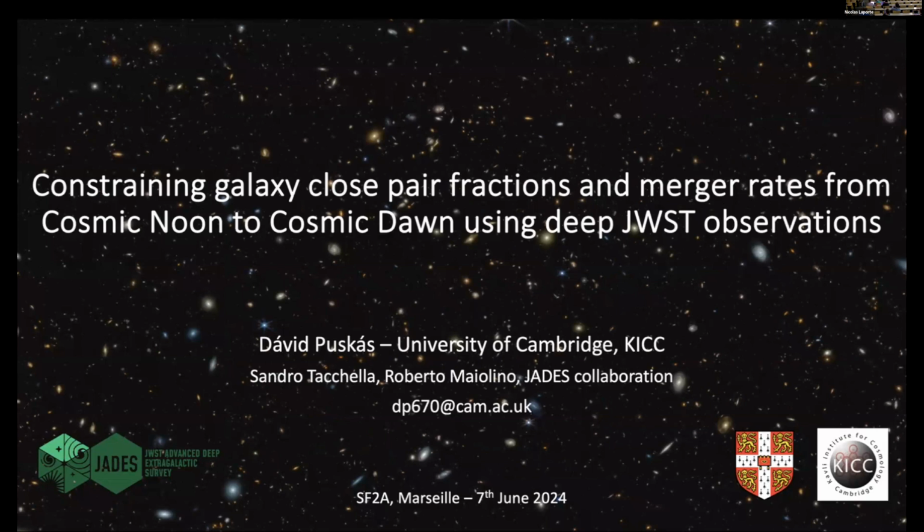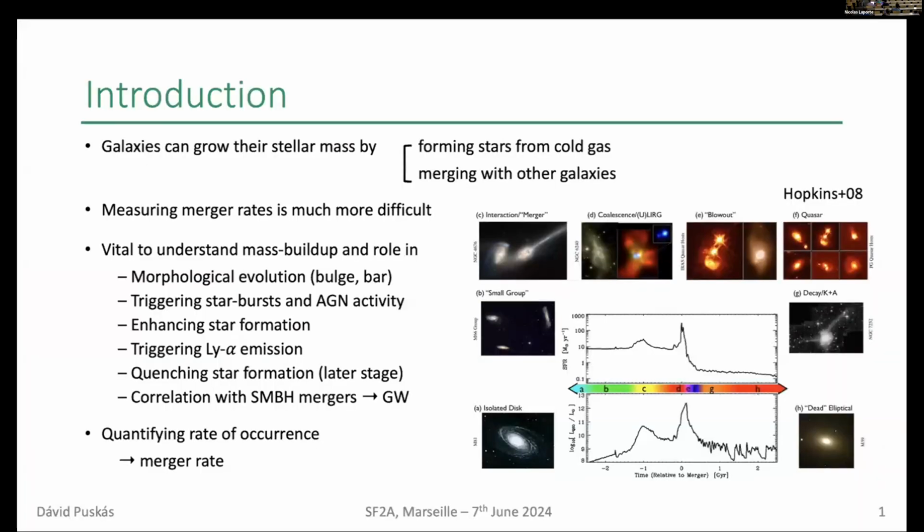And today I will be talking about galaxy close pairs at high redshifts using deep JWST data. So one of the main questions is how do galaxies grow their stellar mass? It's either by forming stars from the nearby cold gas or through galaxy mergers. However, compared to measuring the star formation history of galaxies, measuring the galaxy merger rate is much more difficult.